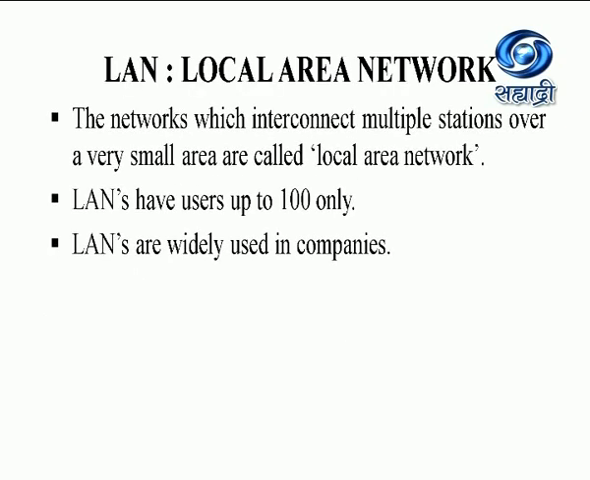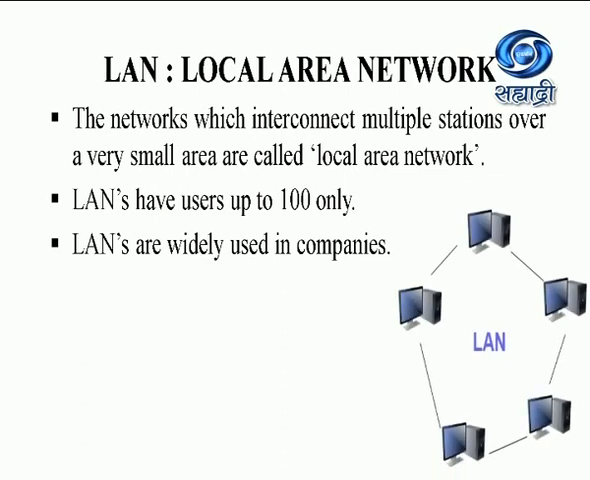So let's see the first type of network, LAN, local area network. The network which interconnects multiple stations over a very small area is called a local area network. LANs have users up to 100 only, and LANs are widely used in companies.